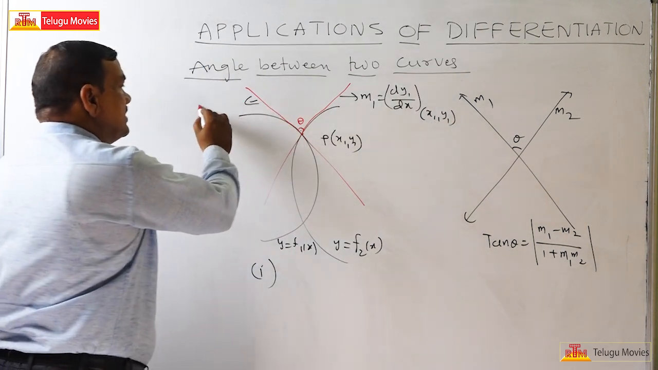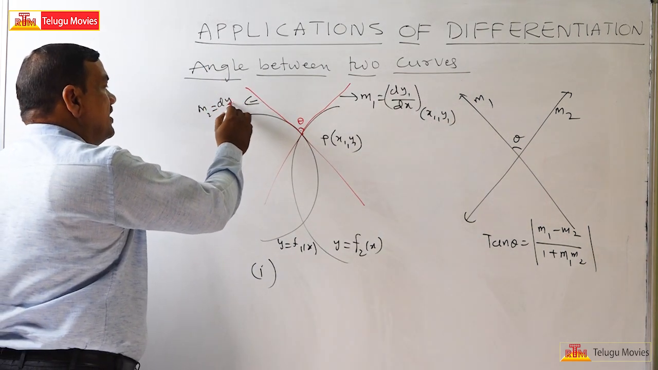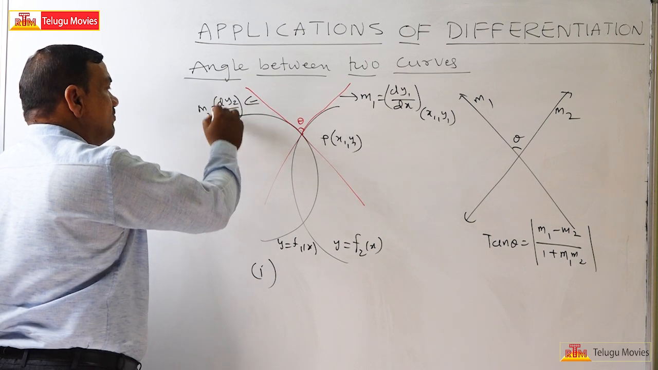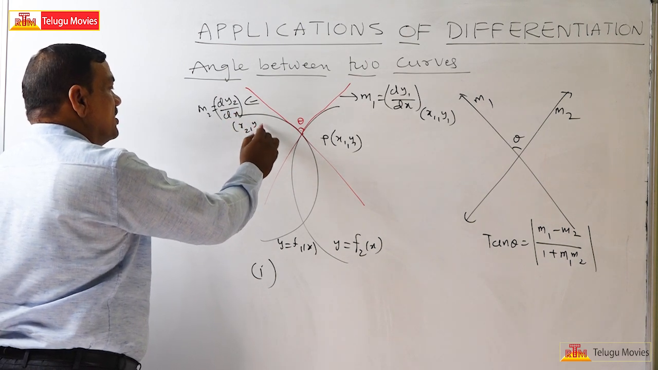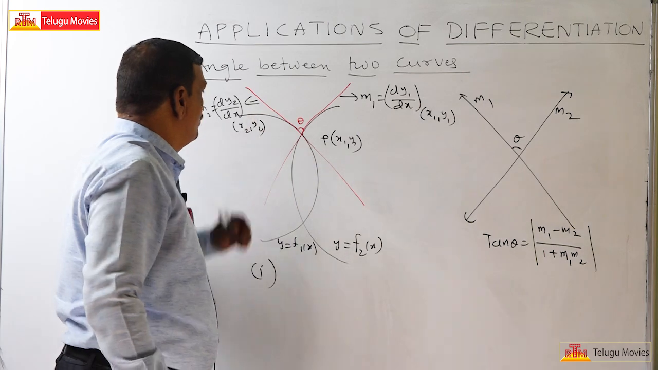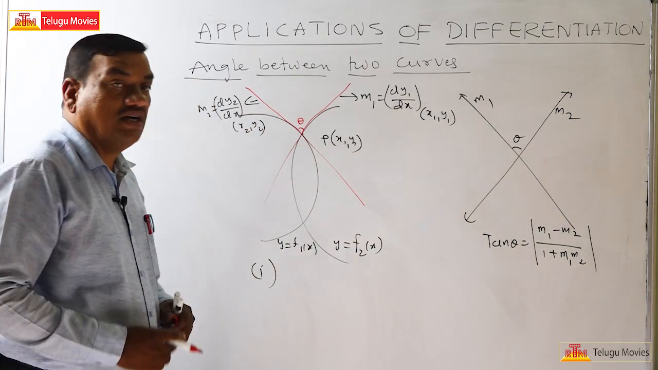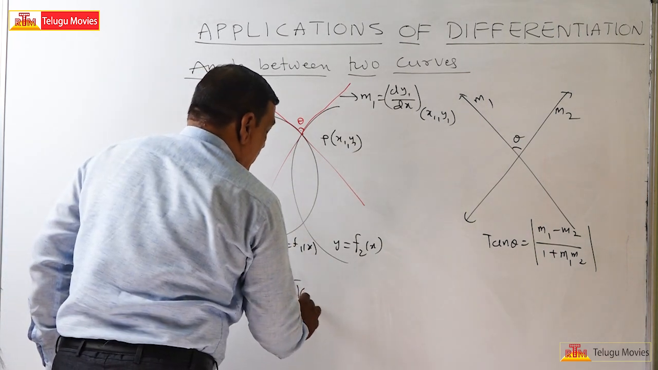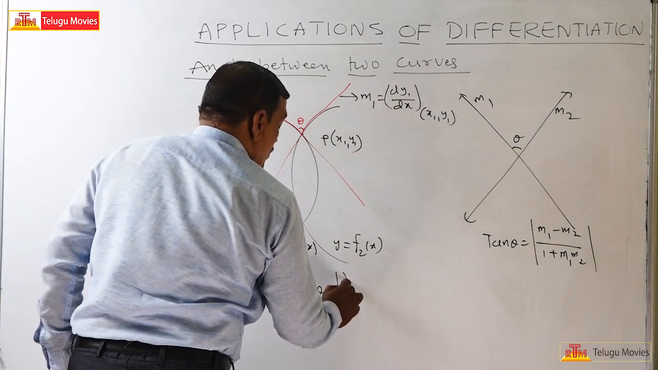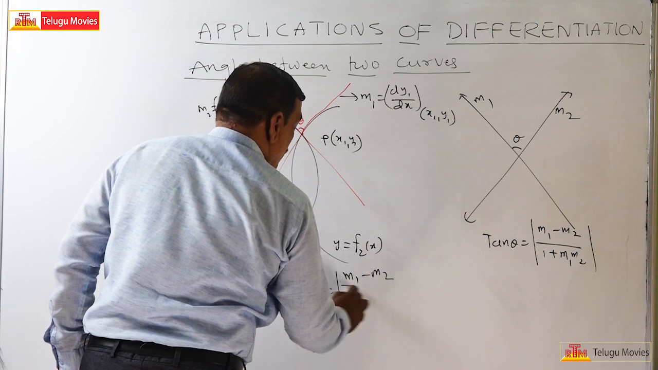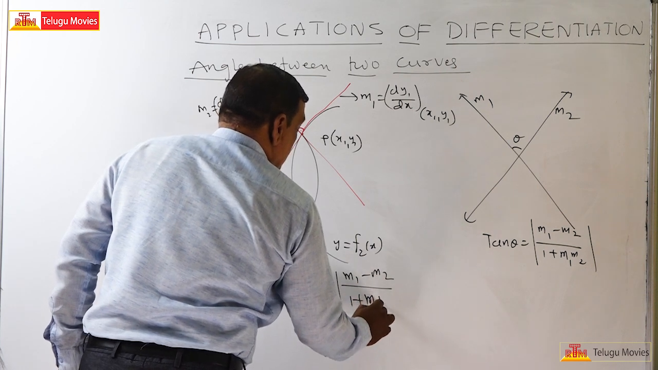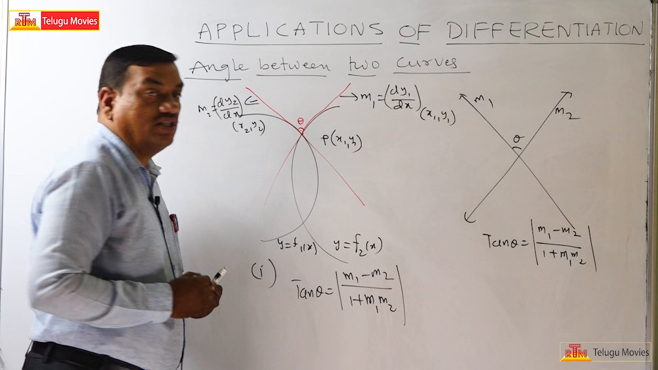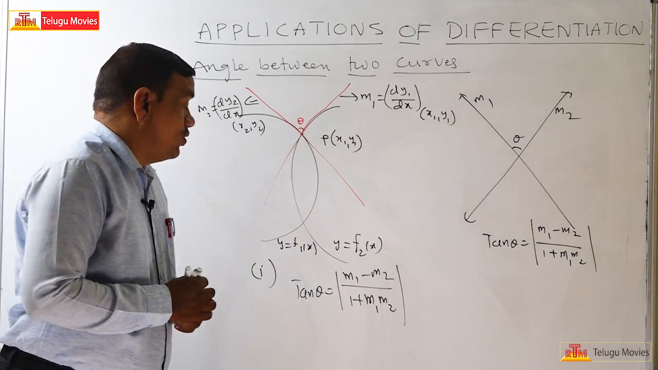The slope of the second line m2 is found by taking the derivative of the second function and substituting the point of intersection into the derivative of the second curve. In that we will get m2. Therefore the same formula we will apply: tan theta is equal to modulus of (m1 minus m2) by (1 plus m1 into m2). Understand this?